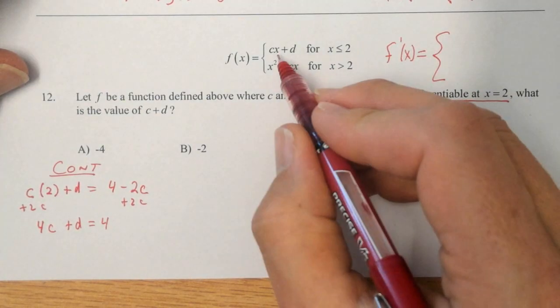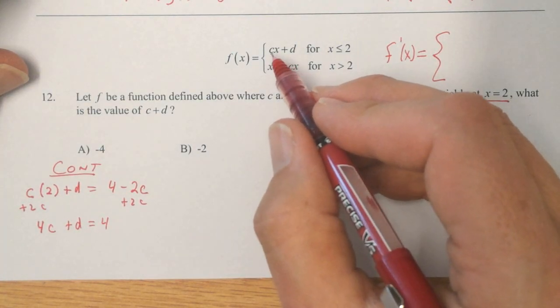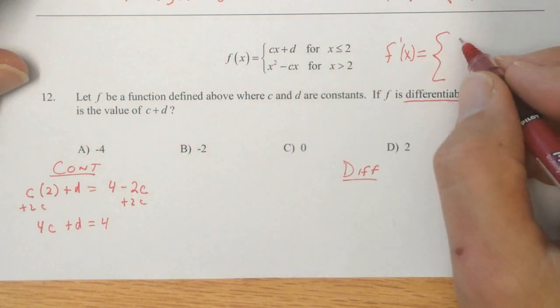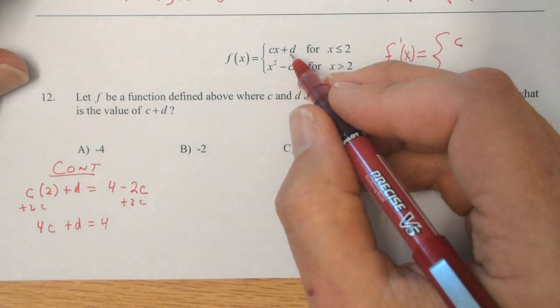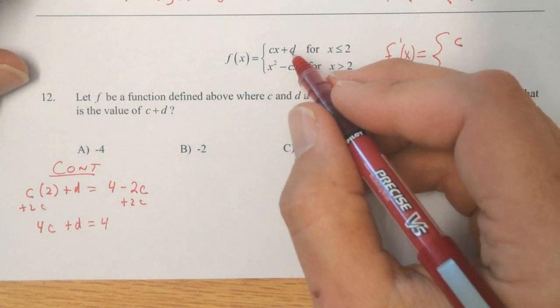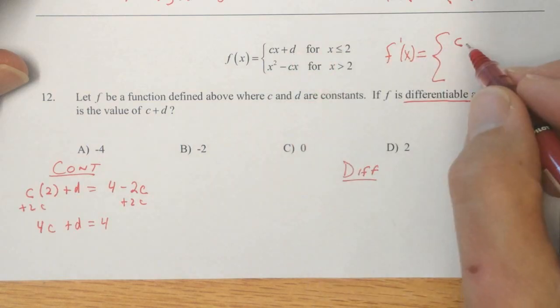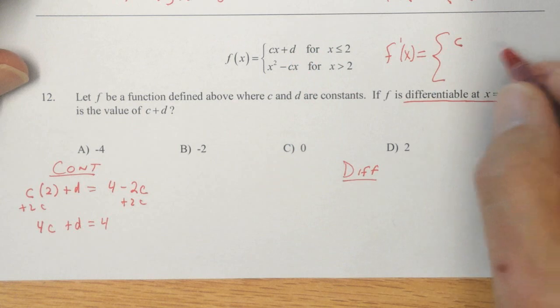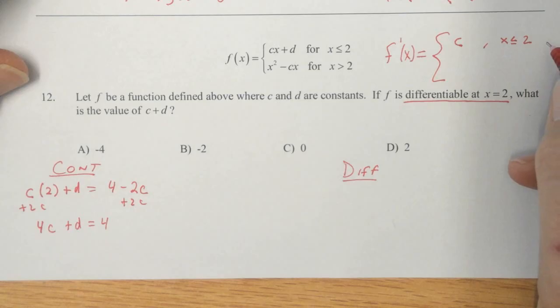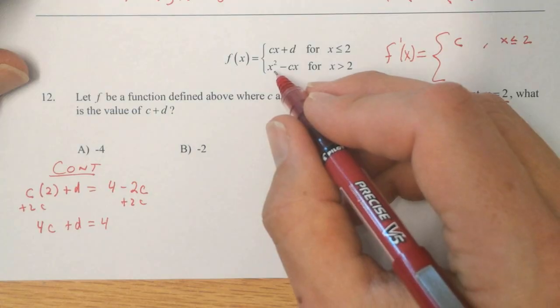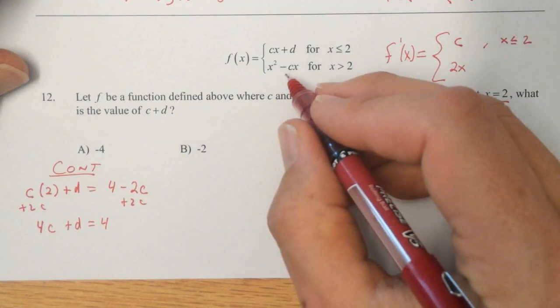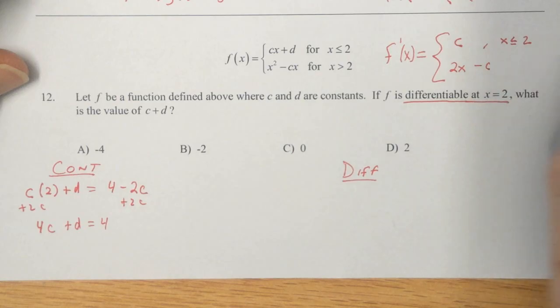We have to derive each of the pieces. The derivative of c times x, wait a minute, that means c is a coefficient. So the derivative of cx will be c. D is a number. It does not have an x appended to it, so it's just a constant. And we know the constant rule says that it will derive to 0. So the derivative of the top piece is just c. And again, that's for x less than or equal to 2. The bottom piece, the derivative of x squared is 2x minus c. And that's for x greater than 2.